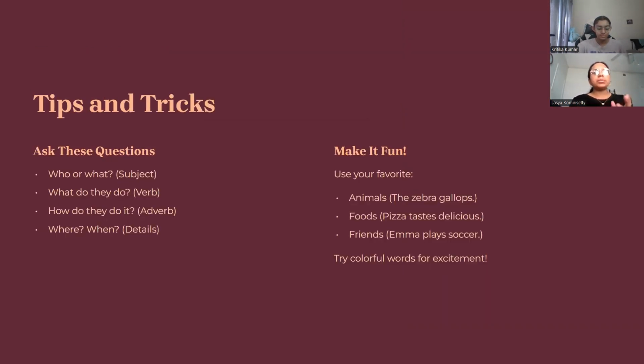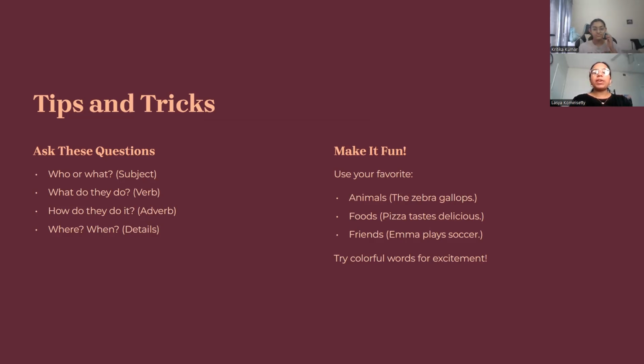Now, these are some tips and tricks to improve your sentences even further. So ask these questions. Who or what? So the subject. Then what do they do? So the verb. And how do they do it? This is the adverb. Where and when. These are the details. Like we talked about before, we already saw these, like subject, verb, adverb, and details. These are just a revision of what you can include in the sentence to make it more interesting and to improve your writing.